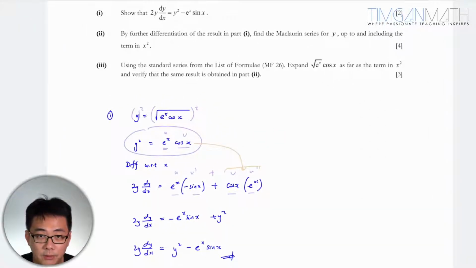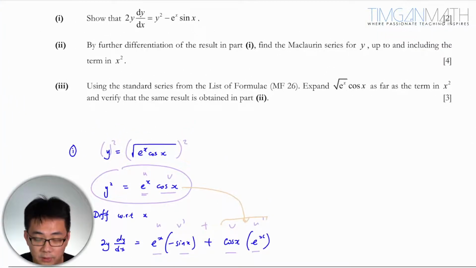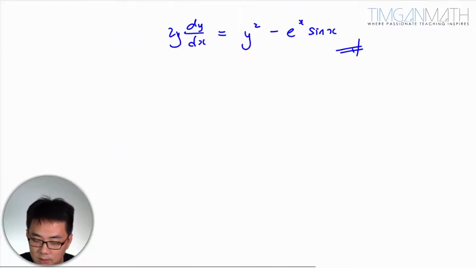Let's look at part 2. By further differentiation, use of the result in part 1, find the series up to and including x squared, meaning we need to find all the way to d squared y/dx squared. Okay, so that means we just differentiate once more. So this is part 2 here.